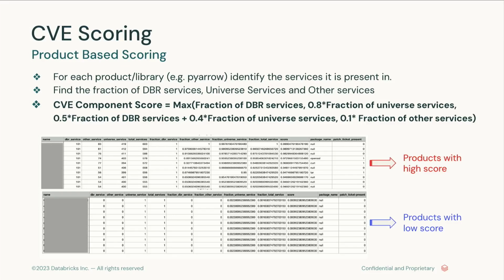Once we know all the services, we use a weighted scoring mechanism to give a component score for each CVE. So over here, as you can see, these are some CVEs with high scores, all 0.99 and stuff like that, and these are some CVEs with lower scores.